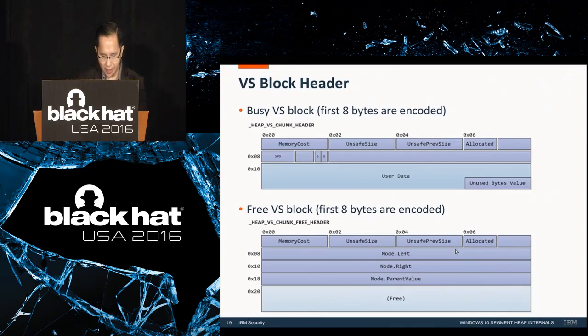So another important field is the bit here. It is the unused bytes field. It is the bit that means that there is a difference between the user requested size and the total block size, which happens due to the allocation granularity. The value of the difference is stored at the end of the VS blocks in the last 2 bytes. Finally, the free VS blocks are nodes of the VS free tree, and that is why there's a node field here starting at offset 8.